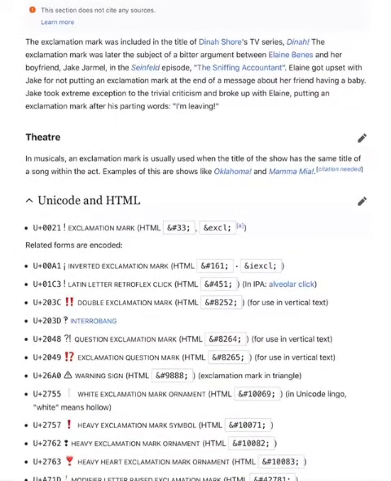Television. The exclamation mark was included in the title of the Dinah Shore TV series Dinah! The exclamation mark was later the subject of bitter argument between Elaine Benes and her boyfriend Jake Jarmel in the Seinfeld episode The Sniffing Accountant. Elaine got upset with Jake for not putting an exclamation mark at the end of a message about her friend having a baby. Jake took extreme exception to the trivial criticism and broke up with Elaine, putting an exclamation mark after his parting words, "I'm leaving!"